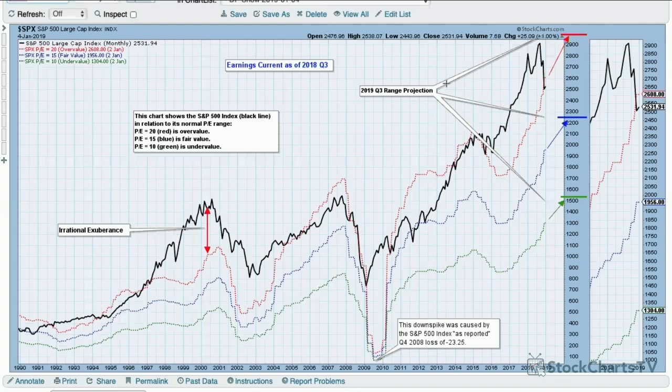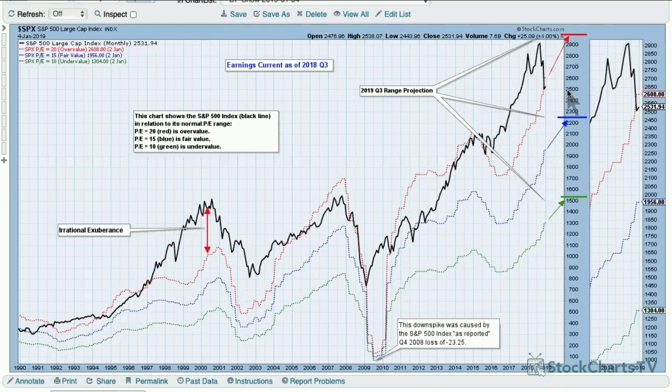The red, blue, and green dotted lines define where the index would be if it were overvalued, which is the red line, fair value at the blue line, and undervalued at the green line. We were way past overvalued last year, and we finally corrected back. This pullback has got us back within the bands, back within the normal range, but it's got a PE of 19, so it's still overvalued.